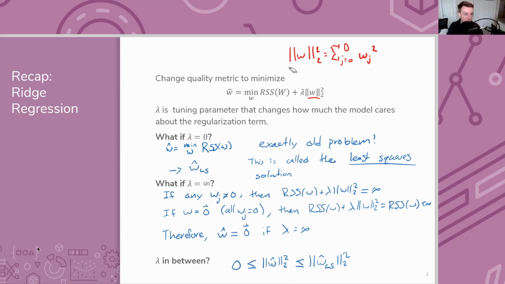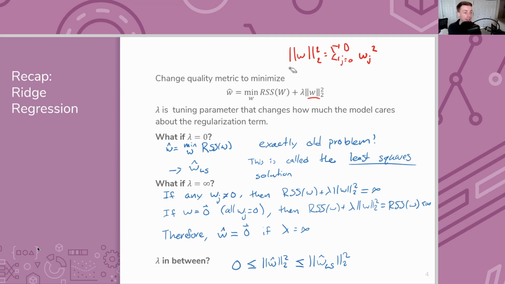And we talked about this spectrum, where you can control how much you want to penalize large coefficients, where this penalty happens because we change our quality metric. Now certain coefficients might have larger values in our quality metric because it's the sum of these two things. And so we discussed that if you make lambda 0, then you're just minimizing the residual sum of squares on the training error. And this is exactly the old problem we saw last week.